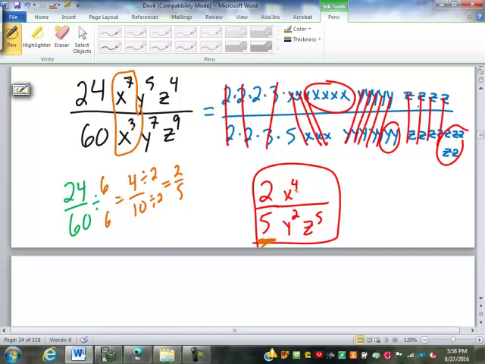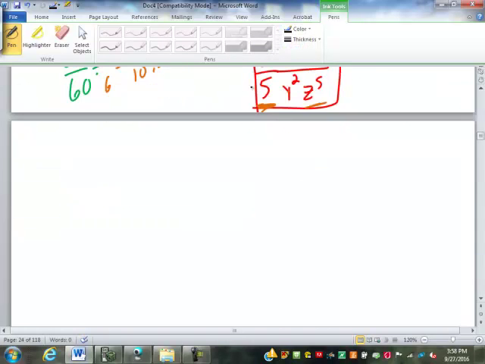X to the 4th. Now y, the larger power, is where in the problem? On bottom, right? Y to the 7th. 7 minus 5 is 2. We did end up with y to the 2nd on bottom. Z, the larger power, is where? On bottom. 9 minus 4 is 5. We get z to the 5th. So it appears as though that pattern holds true for other problems. So we can just use that to reduce our algebraic fractions.